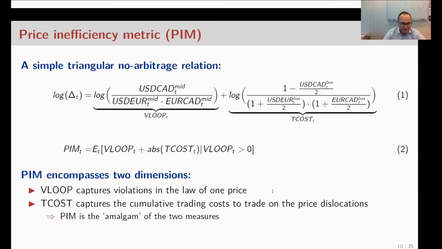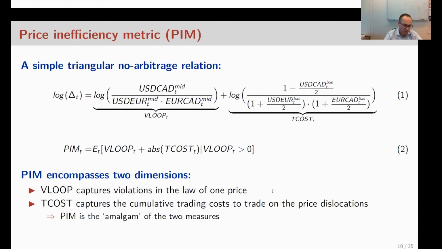Now, how does this map into the price inefficiency metric? The price inefficiency metric essentially captures these two key components of inefficiency that I mentioned before: price efficiency and trading cost. It builds on these payoffs from the triangular arbitrage, delta t, then we take the log, and then we can decompose this object into a part that's related to violations of the law of one price. That's the left-hand side here of equation 1.